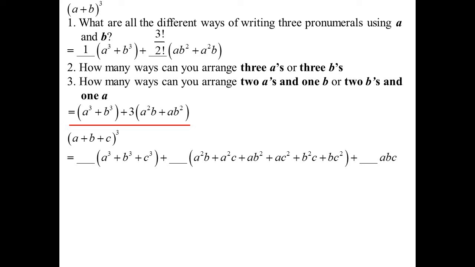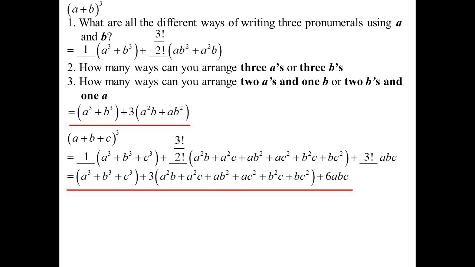How many ways can I do these things? Well, it'd be one way for the A cubed or the B cubed or the C cubed. The A squared B was going to be exactly the same as we had before. There's 3 ways of doing that, so 3 factorial over 2 factorial. But that now brings me to A, B, C. How many ways can we arrange A, B, C? 3 objects, 3 factorial. So the expansion of A plus B plus C all cubed would be that.